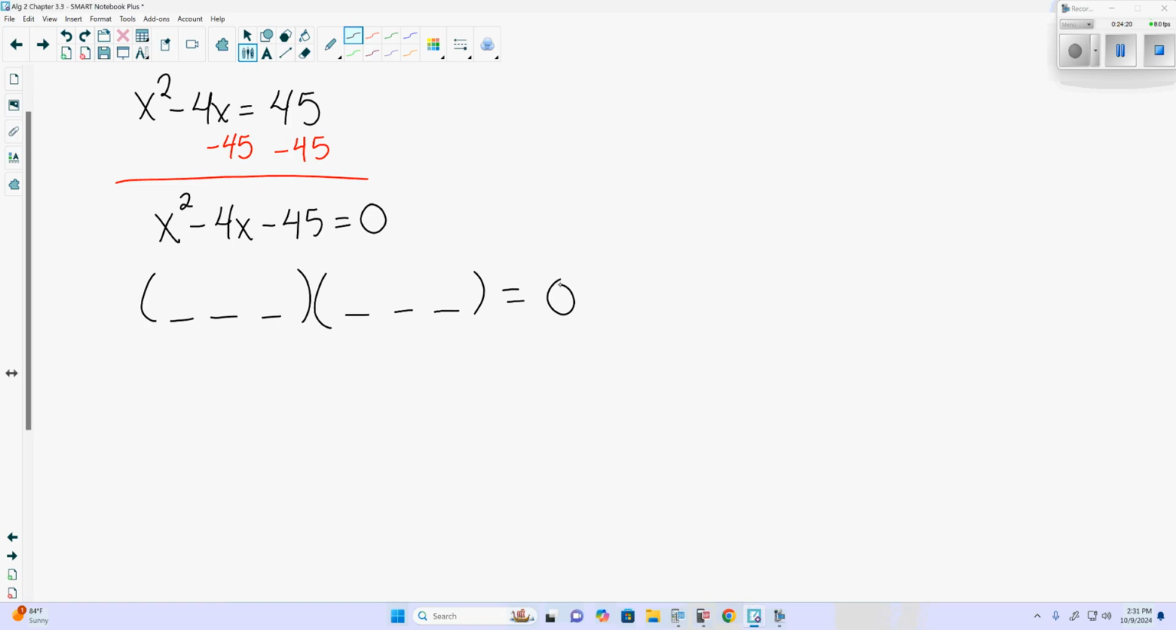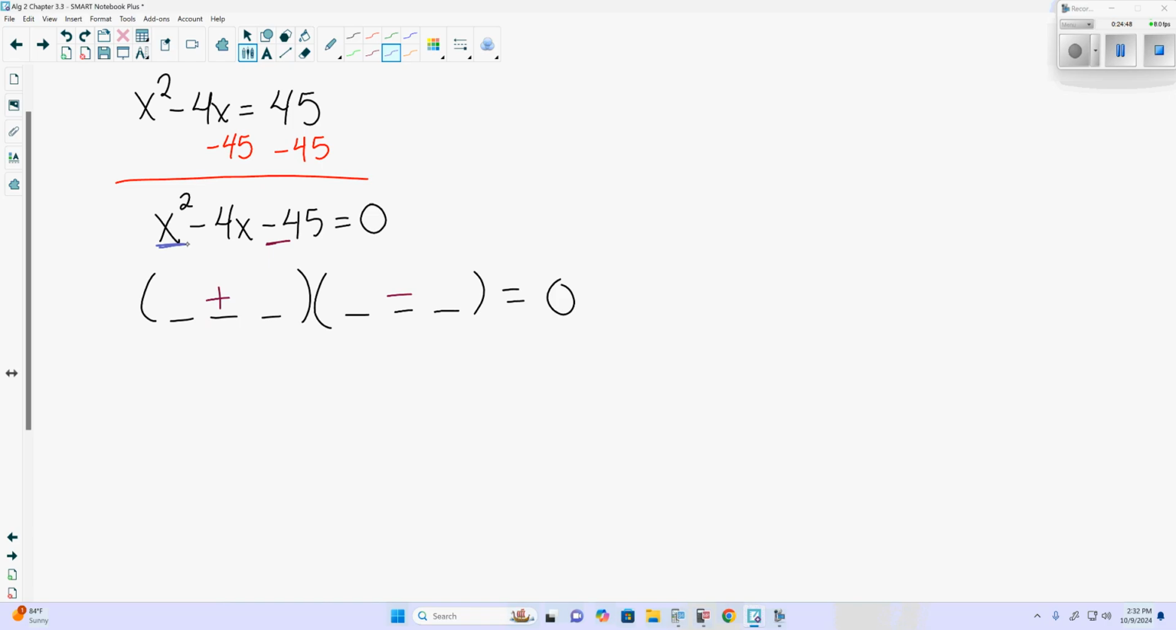So we can move on to our second step, our 2 sets of parentheses with 3 spaces. If the third term is positive, the signs are the same and match the sign of the middle term. If the third term is negative, our signs are opposite. So our third term sign is negative. So one's going to be positive, one is going to be negative.